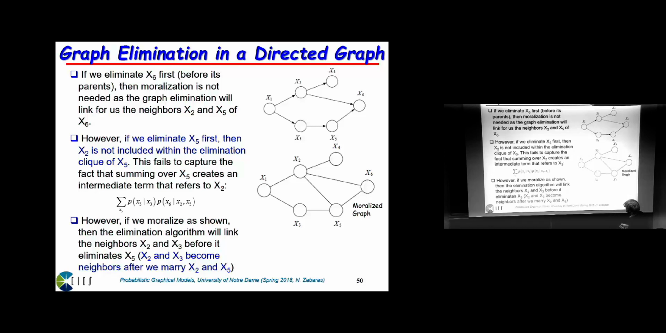When you look at this calculation with x5 integrated out, we now get dependencies between which nodes? x2, x3, and x6. Is that dependency going to be there when we use just the undirected graph elimination algorithm without moralization? Again, we have a dependency between x2, x3, and x6.